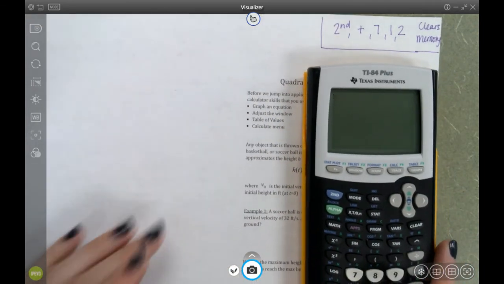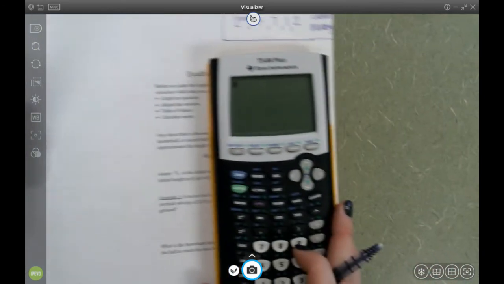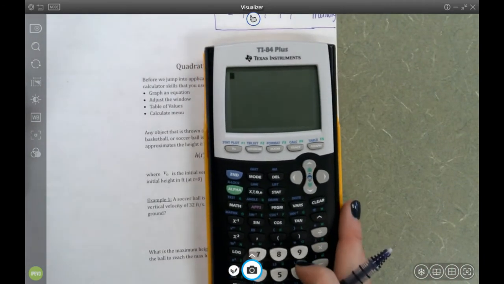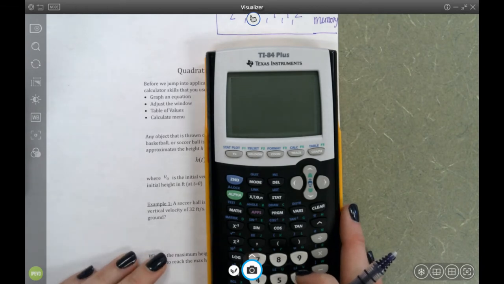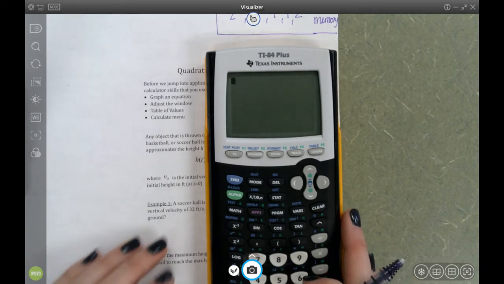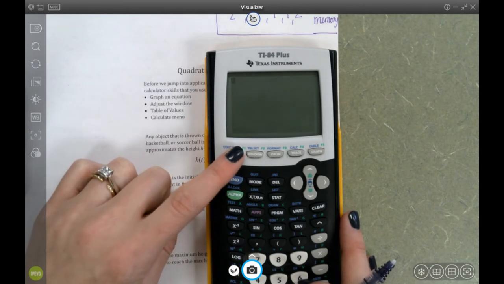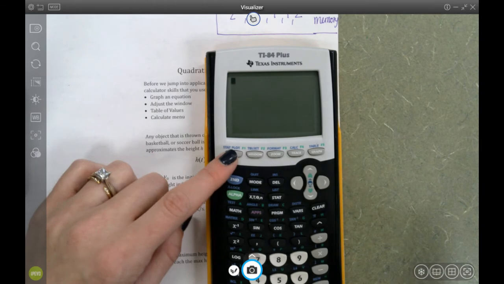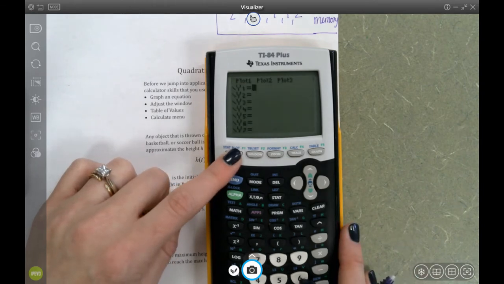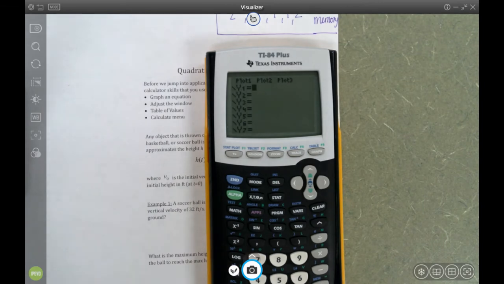Okay, but way back in Algebra 1, you learned how to graph an equation. Do you remember how to do that? Do you remember doing that in Algebra 1? Yes? No? Yes? Okay. So as a refresher, you go to y equals, which is right up here. We're using almost all of these buttons up here at the top today. So go to y equals, and then you can type in whatever equation it is that you're trying to graph.